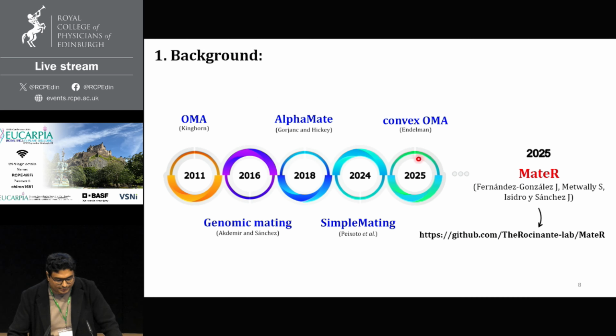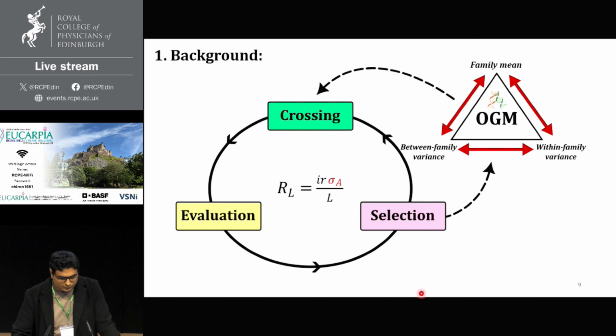Of course, optimal genomic mating is not a new concept. It has witnessed lots of methodological advances across the last 15 years, starting from Kinghorn, who first solved the problem using evolutionary algorithms. And most notably, you will find genomic mating, AlphaMate, SIMPLE mating, and most recently, convex OMA, and our package MATE-R that you could find to use in this link. We have currently submitted the manuscript to explain everything.